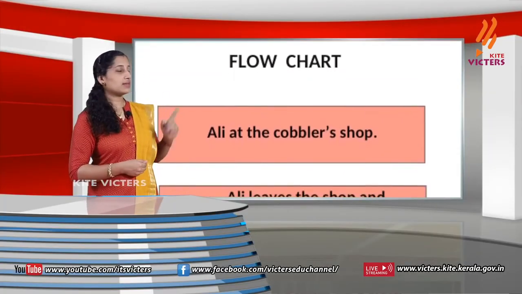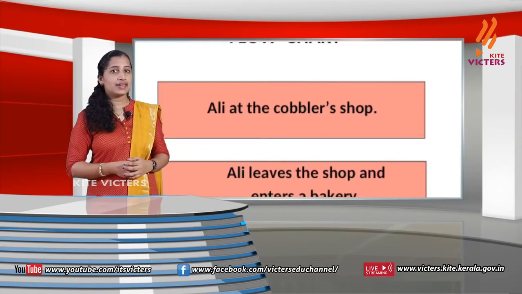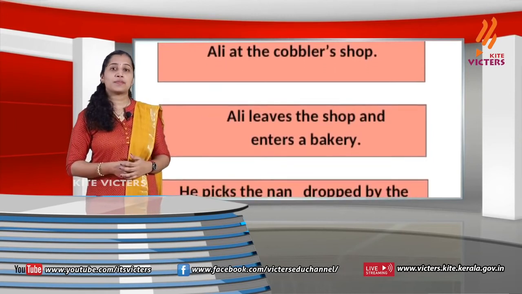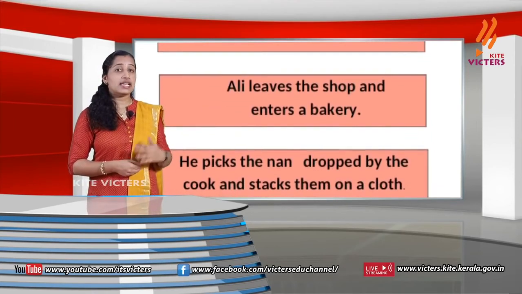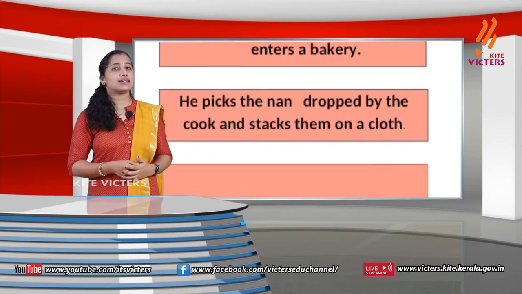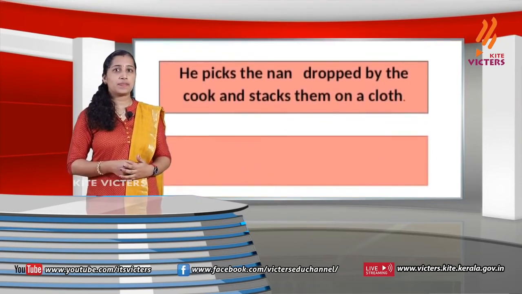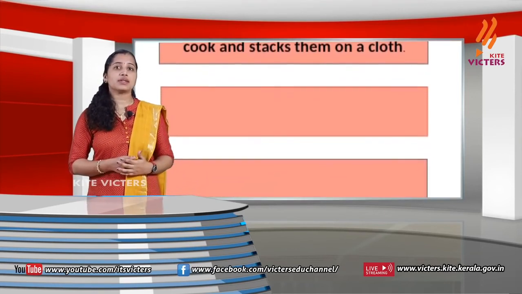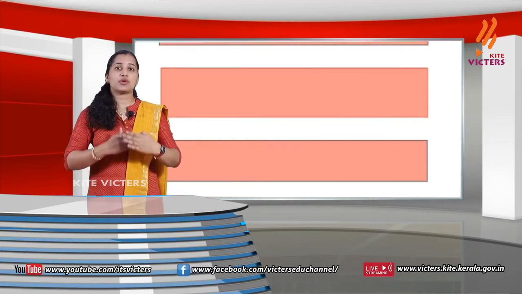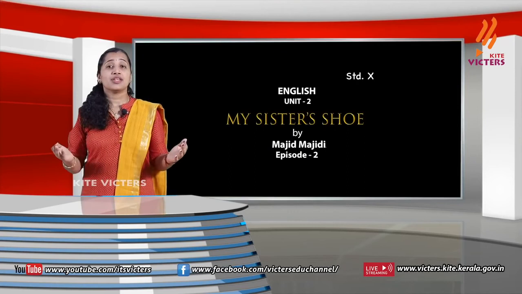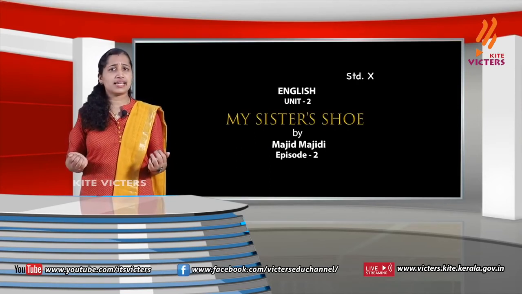The first one, Ali at the cobbler's shop. The next, Ali leaves the shop and enters the bakery. Yes. And the third one, he picks the naan dropped by the cook and stacks them on the cloth. What happens next? You know that Ali is very sad now.